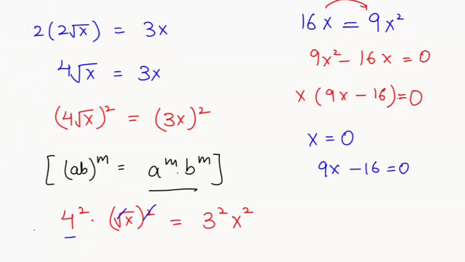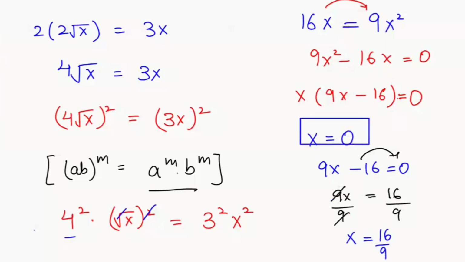Now here I am going to take this 16 to the right hand side, so it will turn to positive 16. Now here this 9 is multiplying, so it is going to be divided to the other side. This and this get cancelled. Here we find the x value, that is x is equal to 16 over 9. So here we get the 2x values. The first one we have is 0, and the other is 16 over 9.